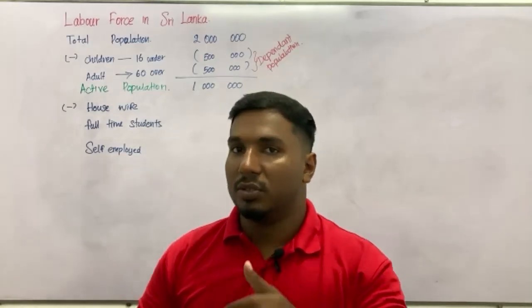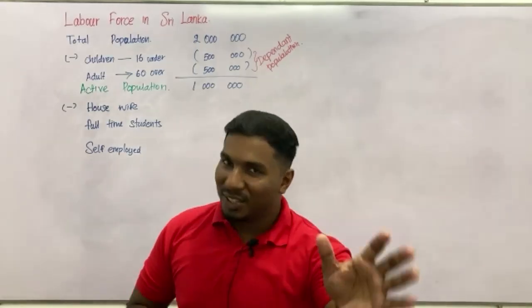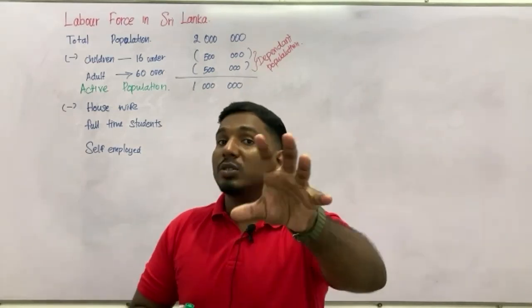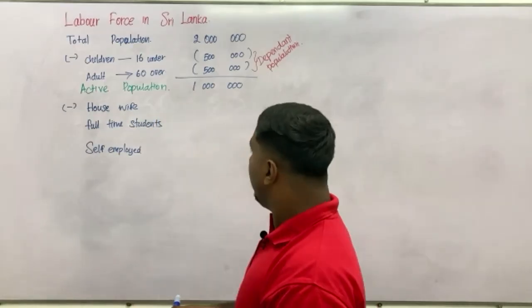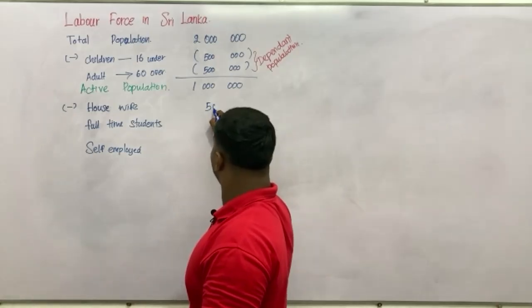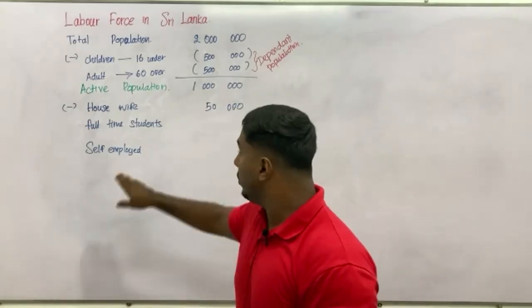So in some houses the father is going for work but the mother does not. Okay, so in those houses those mothers are called housewives. Okay, imagine in Sri Lanka we have 50,000 housewives and the full-time students. So who are the full-time students here?